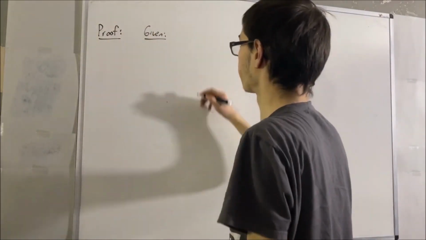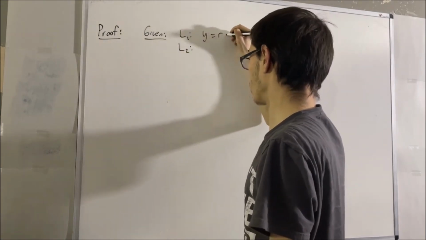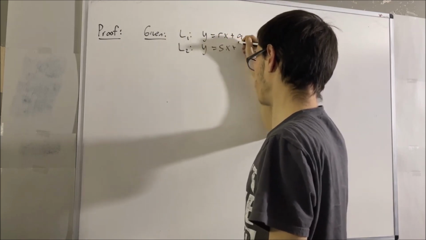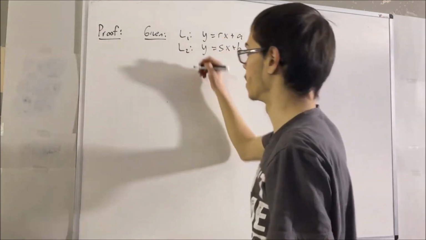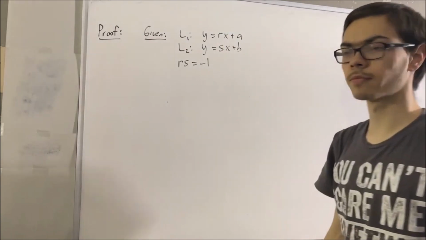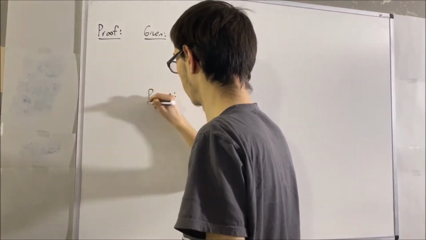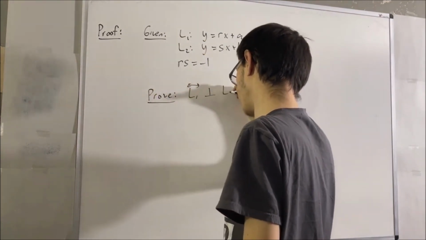So we are given two lines, y equals rx plus a, y equals sx plus b. But we are going to assume that the product of their slopes is equal to -1. Therefore, we are assuming that rs is equal to -1. From this information, prove that the two lines stated here are perpendicular.